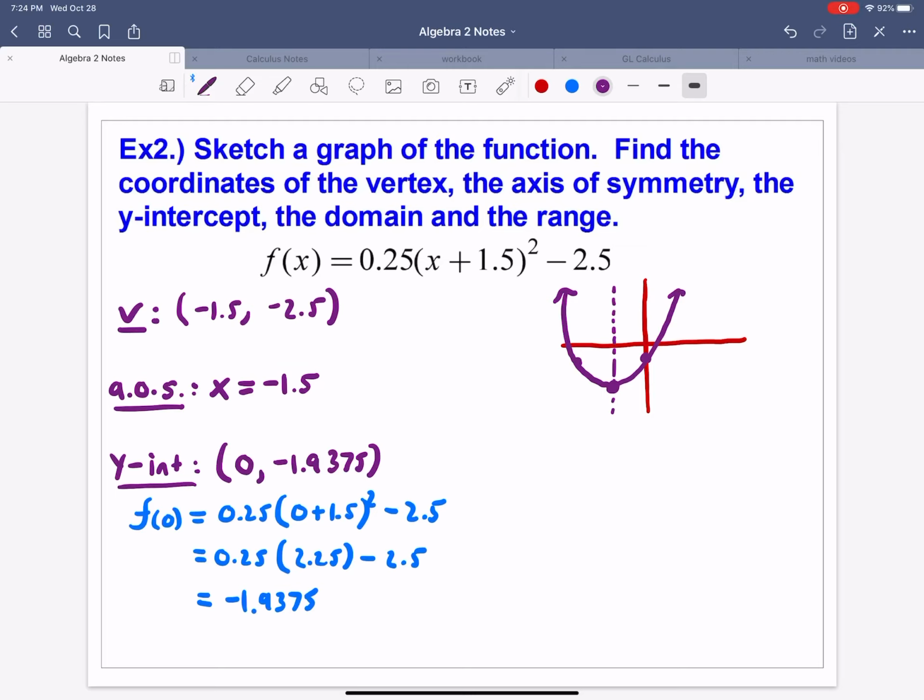Now, when you do that, identifying the domain and range should be pretty easy for us. The domain is negative infinity to positive infinity. And the range, remember the range, we go from floor to ceiling. So my floor here is negative 2.5, and my ceiling is infinity. Okay? So those two problems where you derive some of the key attributes from vertex form.